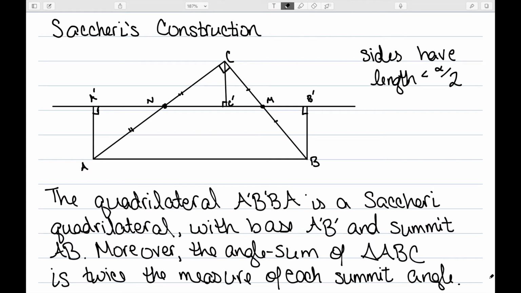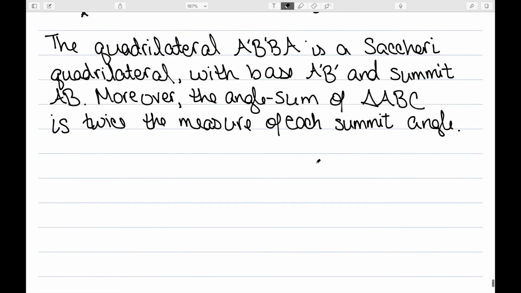Saccheri's theorem says that this quadrilateral A prime B prime BA is a Saccheri quadrilateral. It has base A prime B prime and summit AB. Moreover, it also tells us that the angle sum of triangle ABC is twice the measure of each summit angle. So if I add up the angles of this triangle, it is 2 times one of these summit angles. So we're going to go ahead and try to prove this.